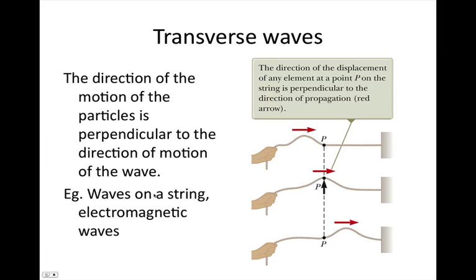So we've got two main types of waves: transverse waves, in which the direction of motion of the particles that make up the wave is perpendicular to the direction of motion of the wave. So for example, a wave travelling along a string, or in electromagnetic waves, the electric and magnetic fields oscillate perpendicularly to the direction of travel of the wave.